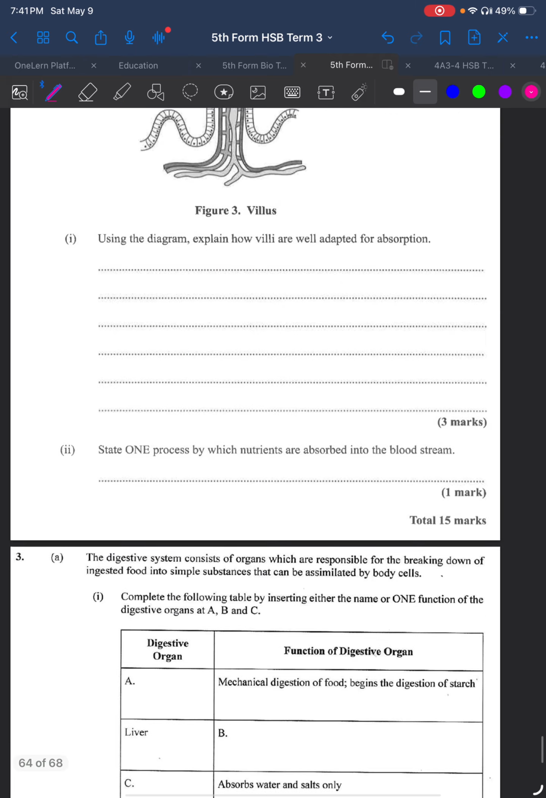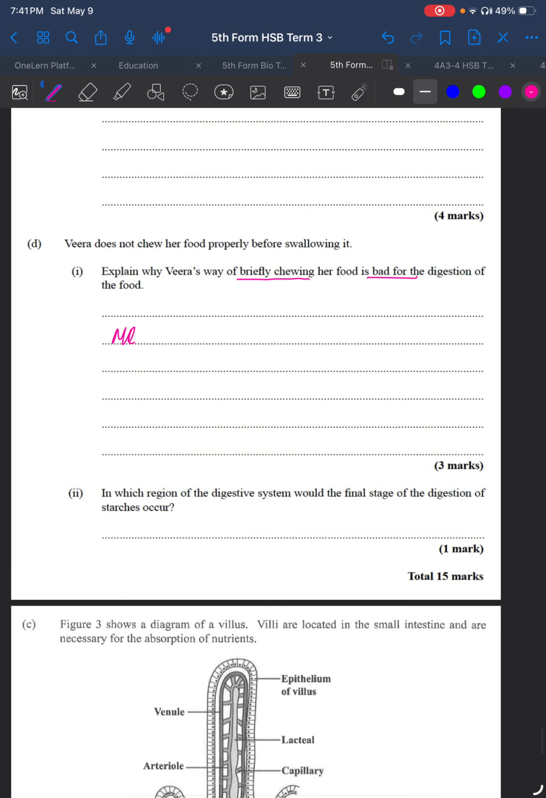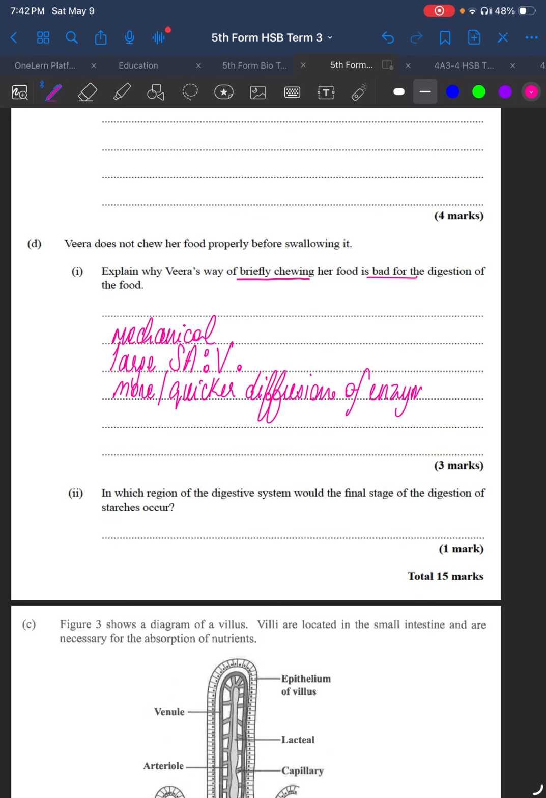Then, we're soon done. This is the last few. So Vera does not chew her food properly before swallowing. Explain why Vera's way of briefly chewing her food is bad for her digestion. So this is again coming back to the importance of mechanical digestion and having a large surface area to volume ratio so that you can have more, quicker diffusion of the enzyme into the smaller pieces of food to break it down chemically.